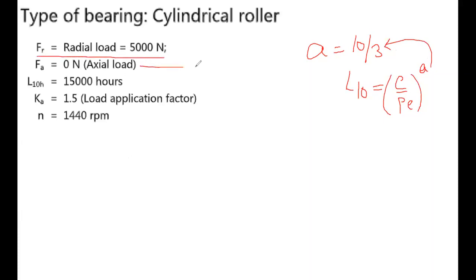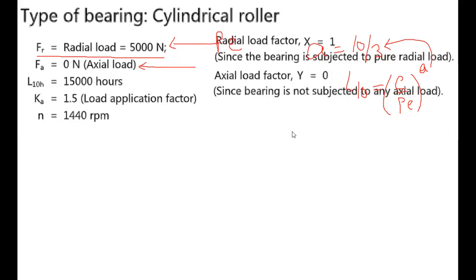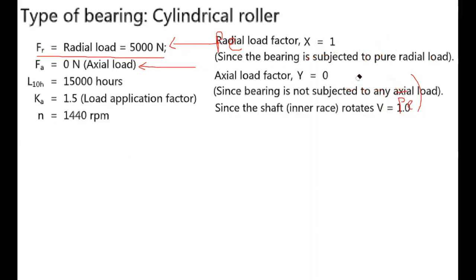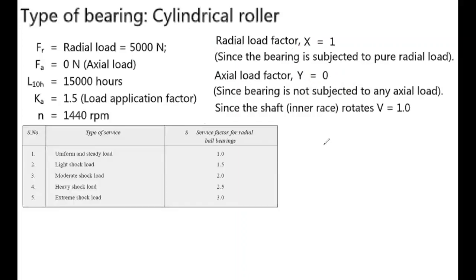Radial load is given, no axial load, purely radial load. Whenever there is purely radial load, your radial load will become the equivalent load. Let me erase these things so I can show you properly. It's purely radial load, so X we assume as 1. Axial load is not there, so Y we assume as 0. In the whole formula PE equals XVFR plus YFA, axial load is not given, so that term becomes 0, and X becomes 1.